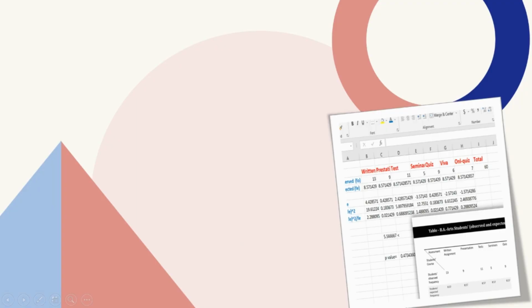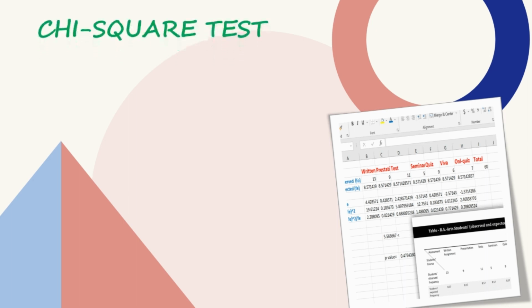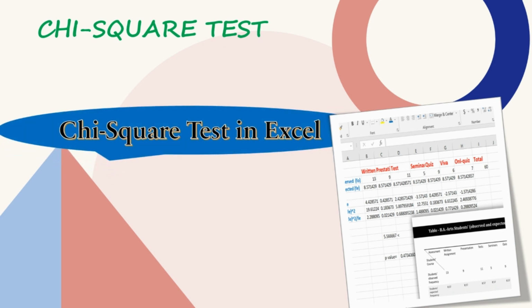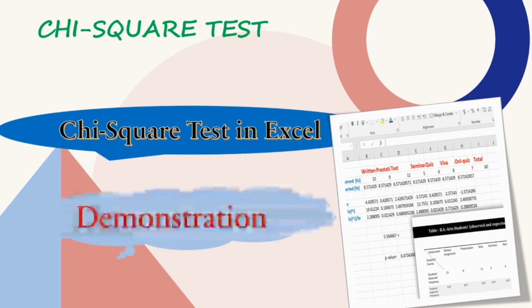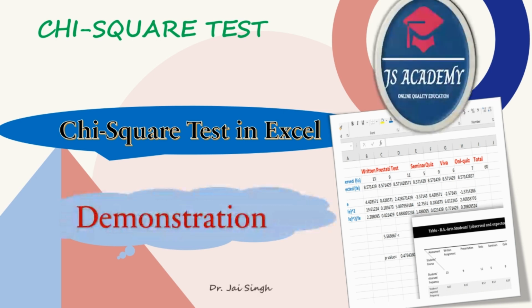Dear viewers, today in this video, finding the chi-square value to test the hypothesis will be explained. How to find chi-square values manually, and with the help of Excel software, will be demonstrated. Besides this, different types of hypotheses will be framed with the help of research problems and examples, which can be tested using the chi-square test. So please see the video up to the end.